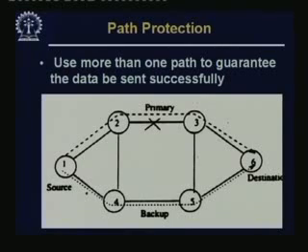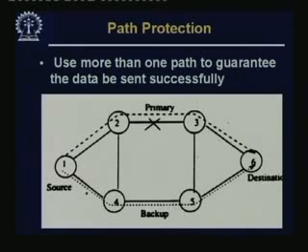So, first let us talk about path protection. It uses more than one path to guarantee the data is sent successfully. If you look at this graph, we have a 6 node graph where 1 and 6 are communicating, and on the top, through the dashed line, we show the primary path, which is the primary connection between 1 and 6. Now, what might happen is that the link between 2 and 3 might snap due to some reason.